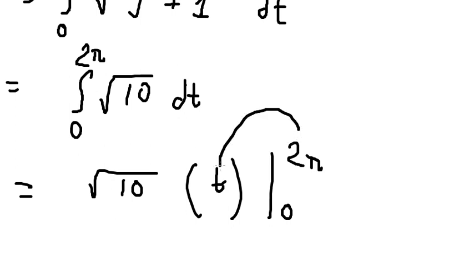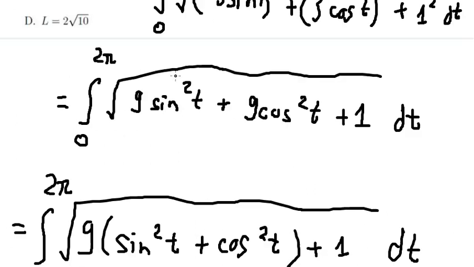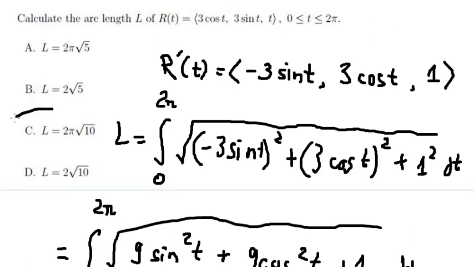So we put 2π here and 0 here. And now we need to select C.